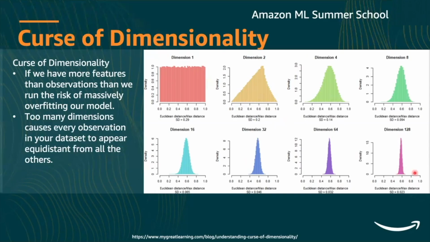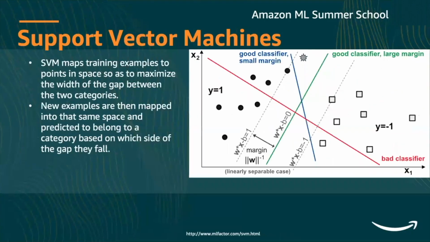Now, as explained before, k-nearest neighbor works on the distances, on the neighborhood. If all the distances are approximately equal to 0.6, k-nearest neighbor would fail, and hence it is good for k-nearest neighbor to work in low dimension spaces.